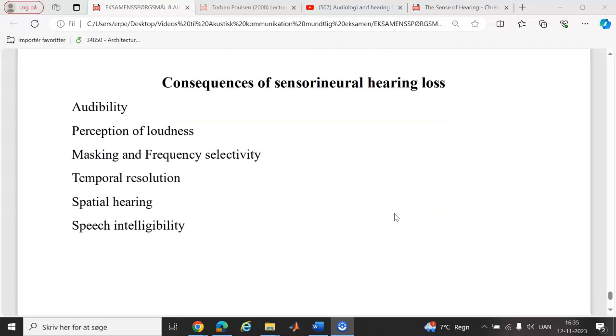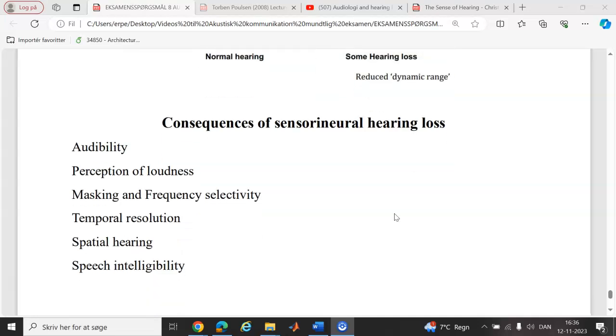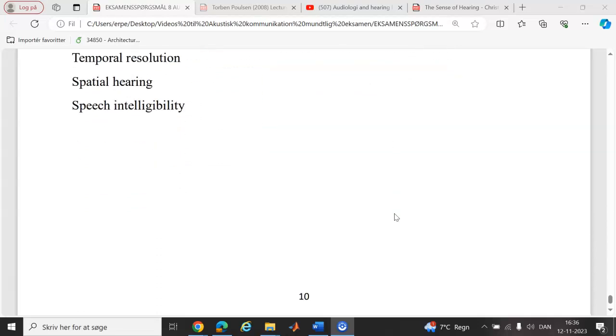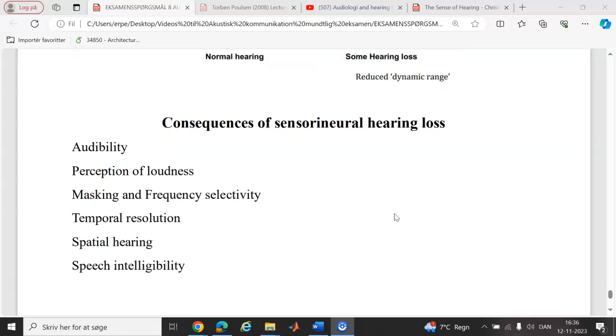Consequences of sensorineural hearing loss: audibility, perception of loudness, masking and frequency selectivity, temporal resolution, spatial hearing, speech intelligibility. Thank you.